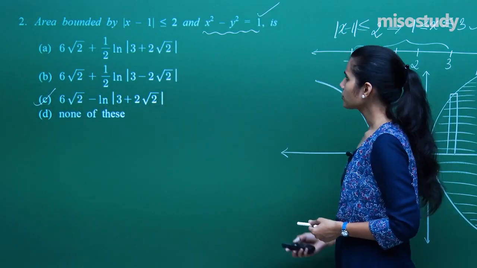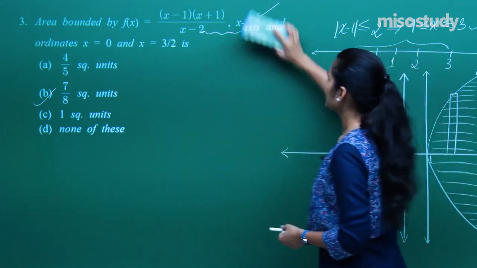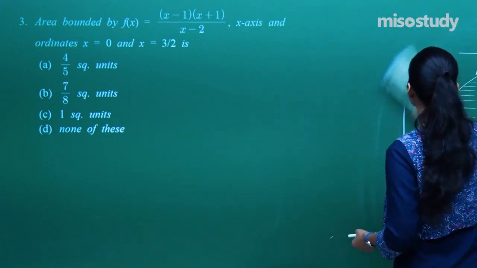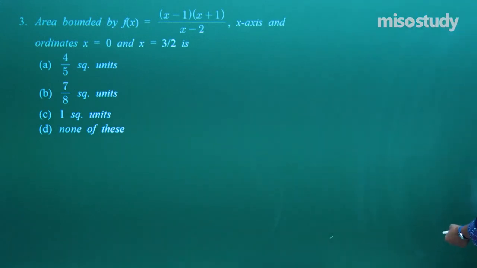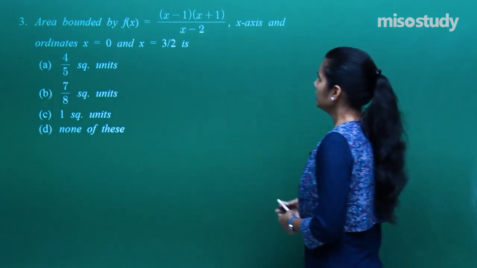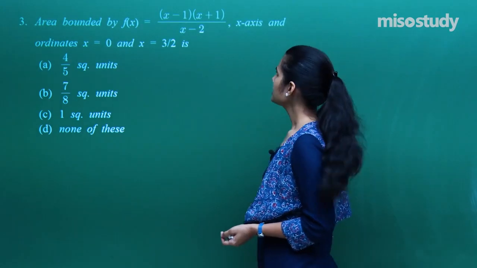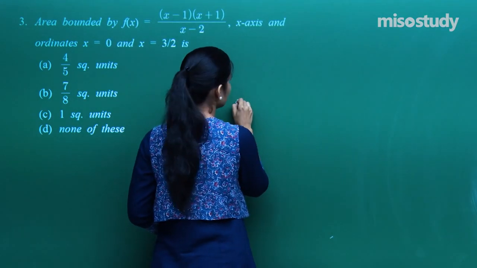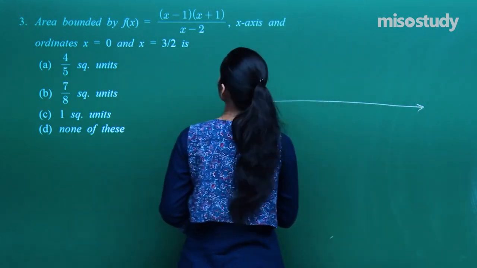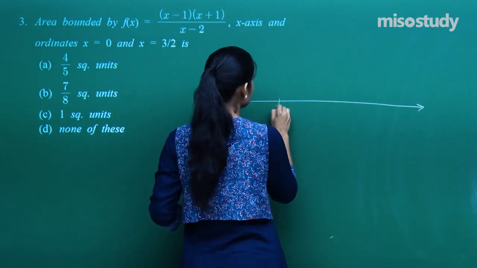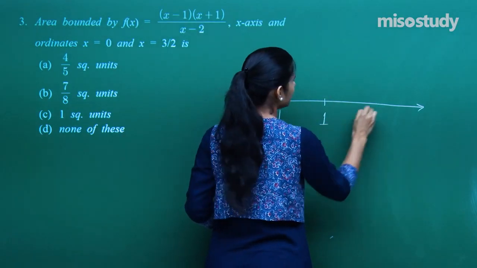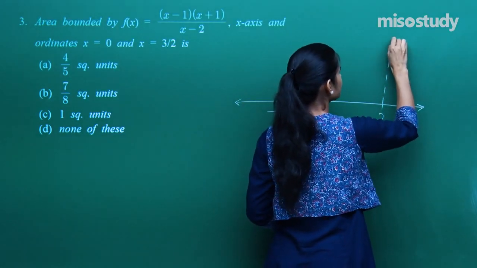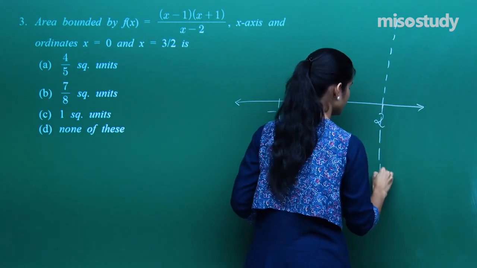Clear? Moving to the next question, we have area bounded by f(x). So f(x) is given to you, x-axis, and x equals 0, x equals 3 by 2. What is this area? Okay, let's try to compute this now. Here if I talk about f(x), you can see f(x) is everywhere continuous and differentiable except at x equals 2. When I talk about this function, my interesting points are -1, and then I have 1, and then I have 2. At 2 it's not defined, right? At 2 it's not defined.